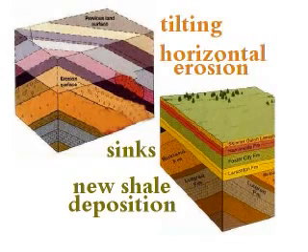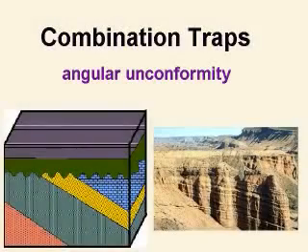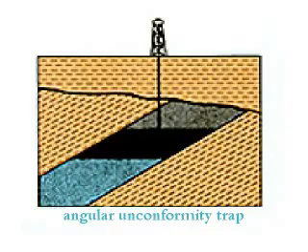Then it sinks below sea level, and there is a new shale deposition. Next, this new shale is lithified into a cap rock. And finally, oil migrates into the reservoir rock and is trapped by the shale. Lots of steps have to occur before we have a combo trap. Geologists and petroleum engineers look for these traps because they can hold large amounts of oil and gas.